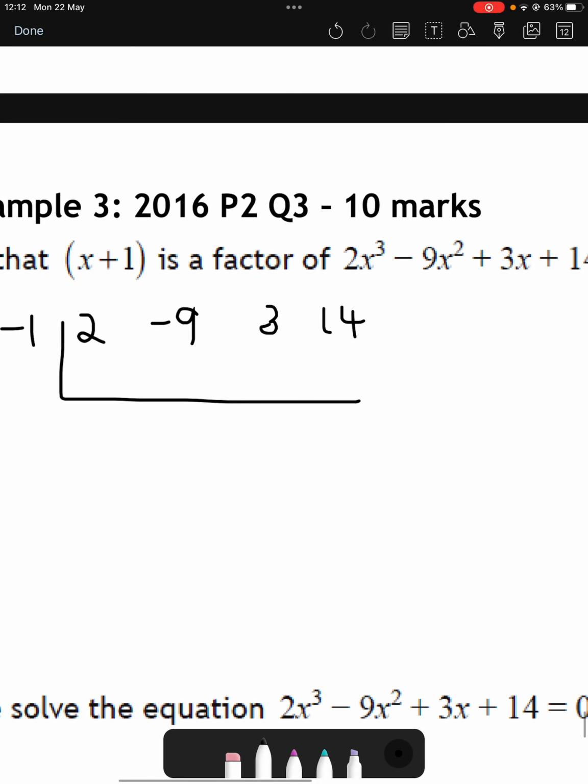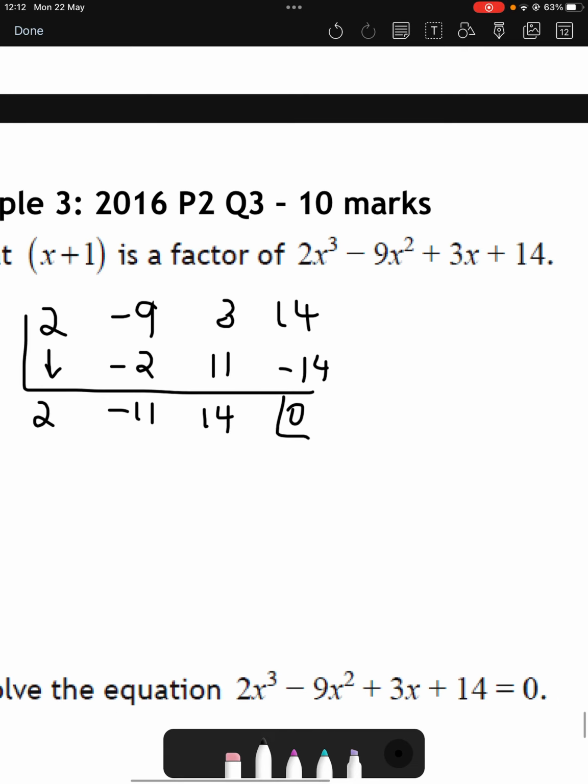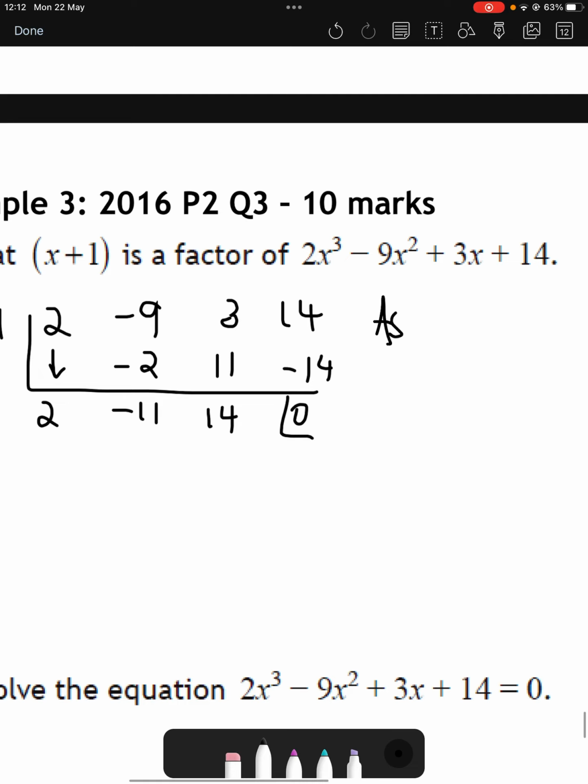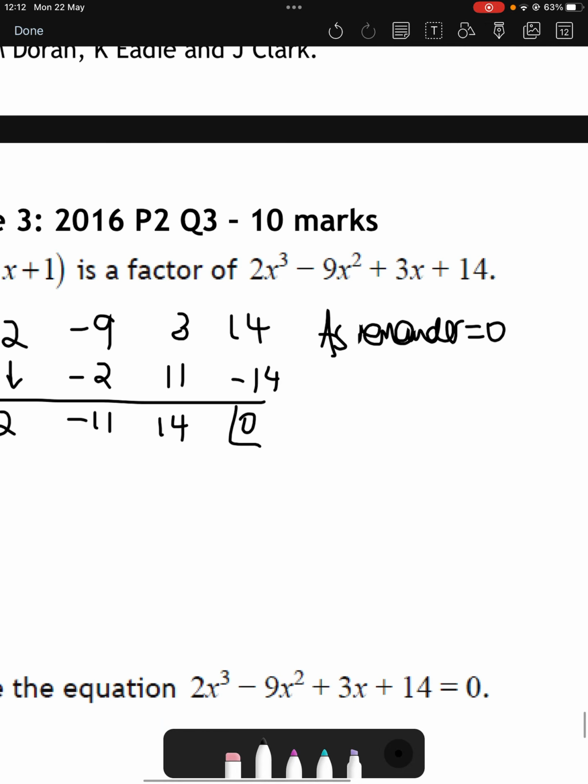Okay, we know we should get 0. Okay, restatement, remember, as remainder equals 0. Oops. X plus 1 is a factor.